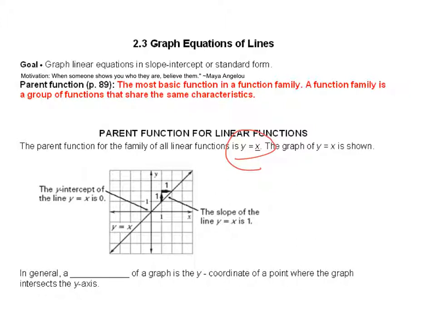So just a couple of key pieces of information about your graph. First of all, y equals x has one critical point. And that critical point, in this case, is both an x- and a y-intercept. They're going to classify it as a y-intercept here. And it is the origin. So this graph contains the point (0, 0).